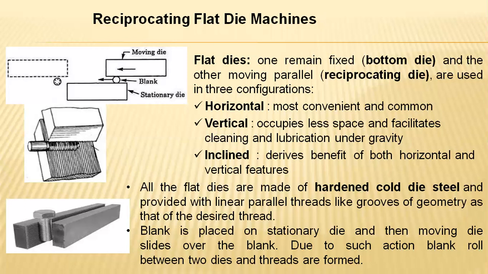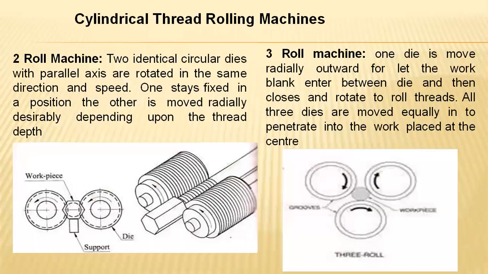Nominally, the blank is placed on the stationary die, and then the moving die slides over the blank. Because of this action, the blank is rolled between the two dies and threads are formed over the blank.